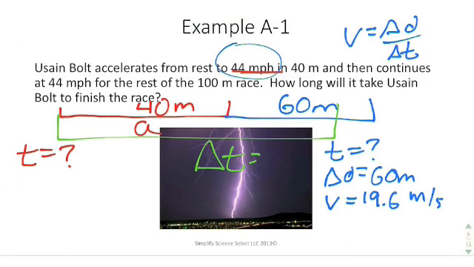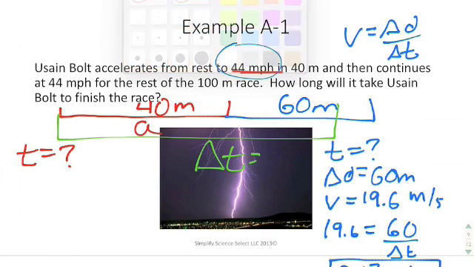So now we can plug our numbers in and we can say 19.6 equals 60 divided by delta t. When you take 60 and divide it by 19.6, you end up with something around 3.06 seconds. So that right there is the time that it takes him to move 60 meters at constant velocity.